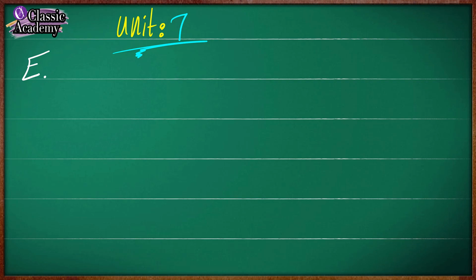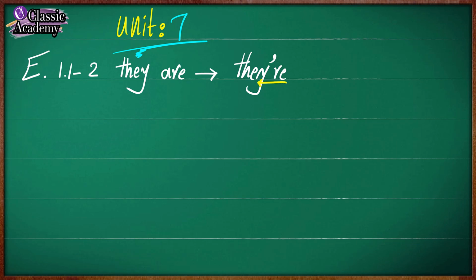Okay, and we say E 1.1. Number 2 says they are, and we write it in the short form. We say they're. Be careful, when you are making it short, you need to put the apostrophe before the A, so it seems that it is one single word. It's very easy. This part is very easy. Let's go to another exercise, the more important one.